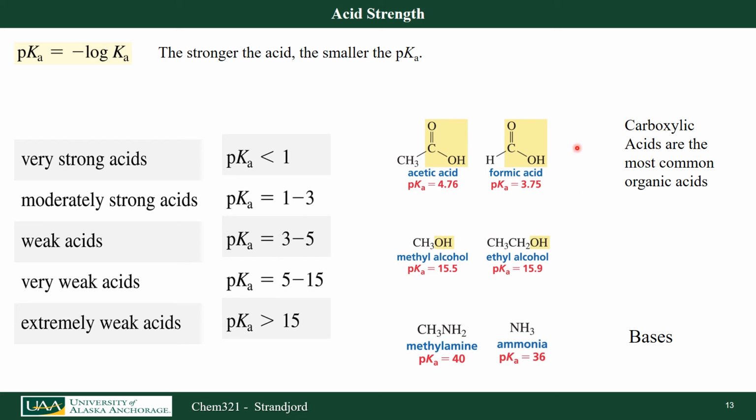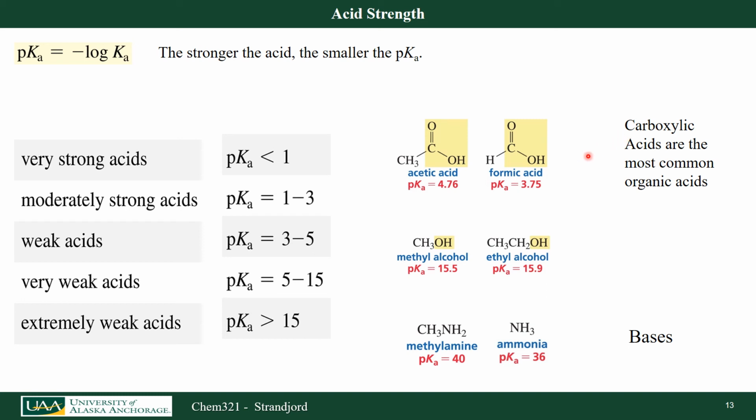So let's take another quick look over here. If I have acetic acid or formic acid, their pKa's are approximately 4.76 and 3.75. You should be able to look at that pKa and say, that's probably a weak acid. Looking at the molecular structure, I can recognize that there's a hydrogen out here and a hydrogen out here that is a little bit acidic.